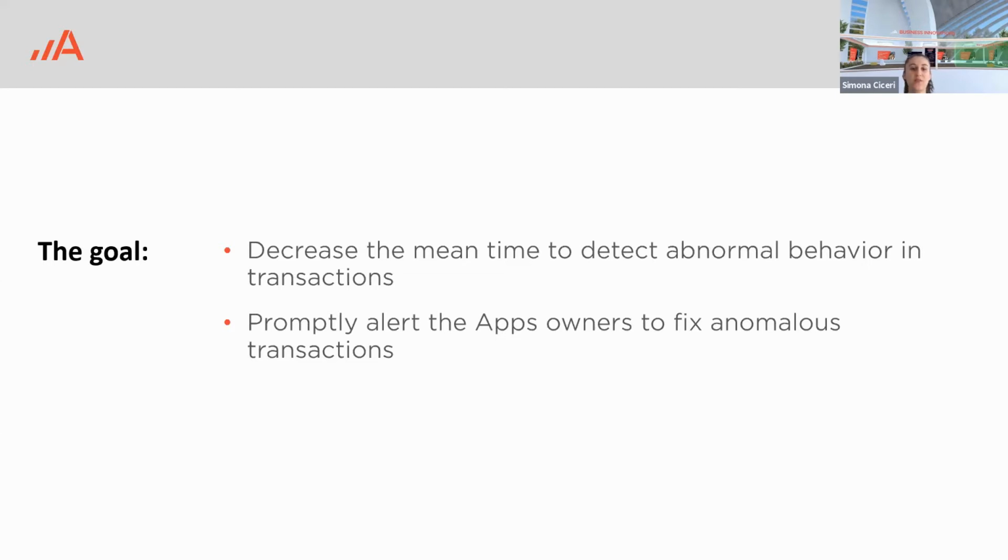this abnormal behavior. And our goal here is to implement an automatic solution that tries to find, in the shortest amount of time, those transactions that show unexpected behavior. And in this way, it is possible to check 100,000 transactions at the same time and be able to promptly alert the app owners, who can then fix this anomalous transaction.